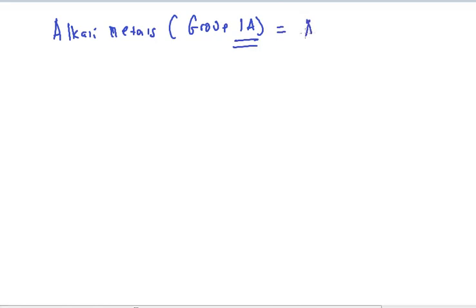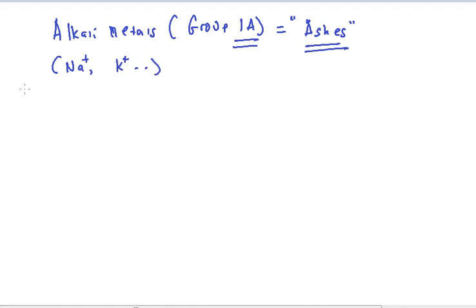We're going to discuss some of the main characteristics of group 1A elements. Group 1A are called alkali metals, and alkali metals are called group 1 elements. By the way, alkali means ashes, like I said earlier. It is a name given by the early chemists, since most of the common alkali metals, like sodium and potassium, were isolated from ashes by the early chemists.